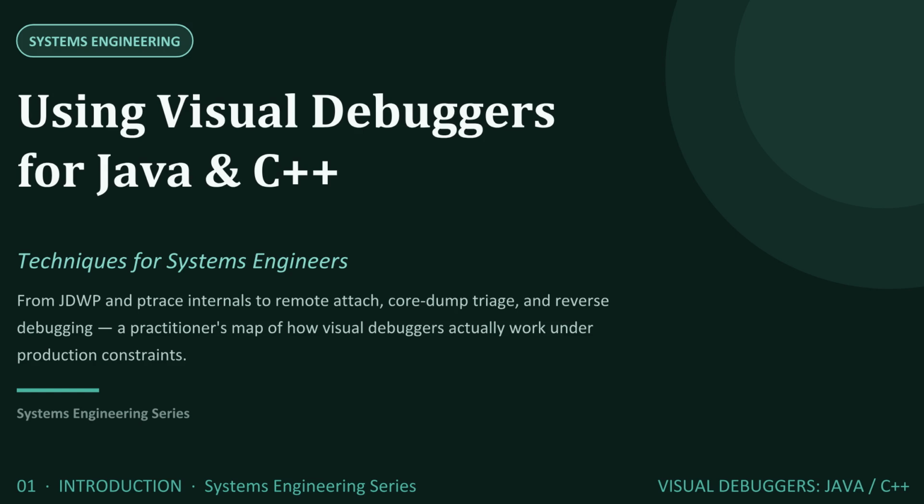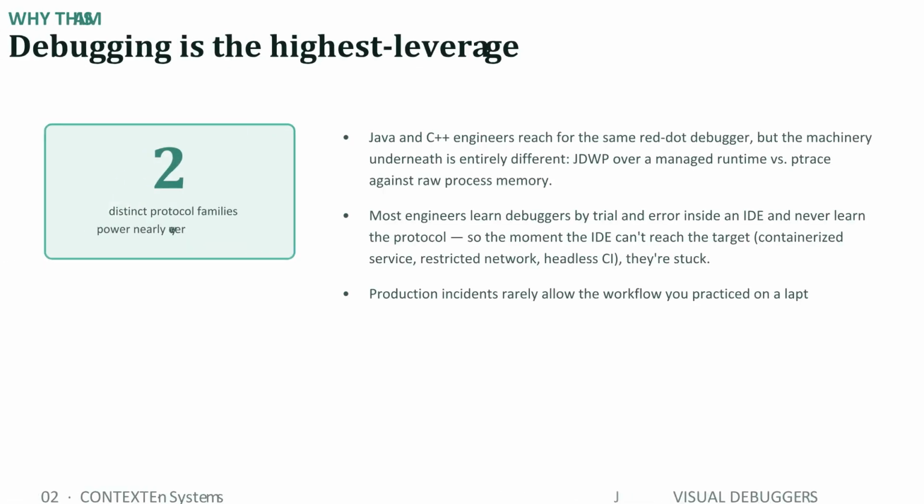We'll cover the shared architecture behind every debugger you've ever opened, the two protocol families that power Java and C++ debugging, a live scripting example, the hard trade-offs between live and post-mortem debugging, a real production diagnostics pattern, and reverse debugging, the technique that changes what reproducing a bug even means. Let's get into it.